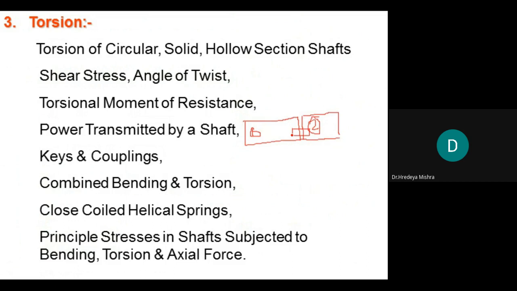Combined bending and torsion. So what happens, I tell you. See, this is the shaft, and we can say that there is a support, like a fixed support, and here one is the roller support.